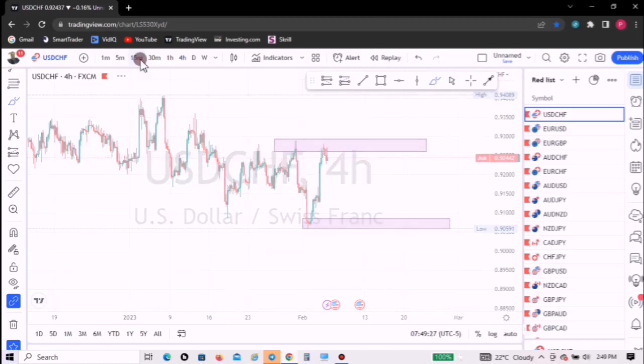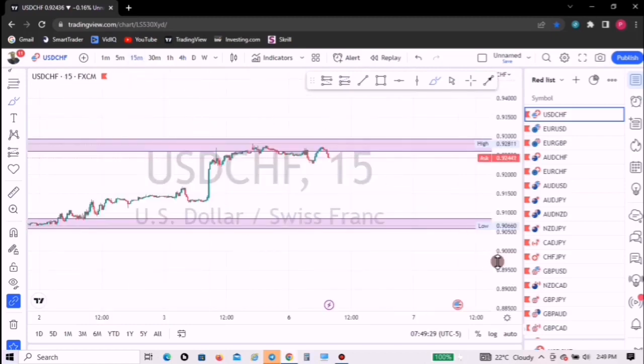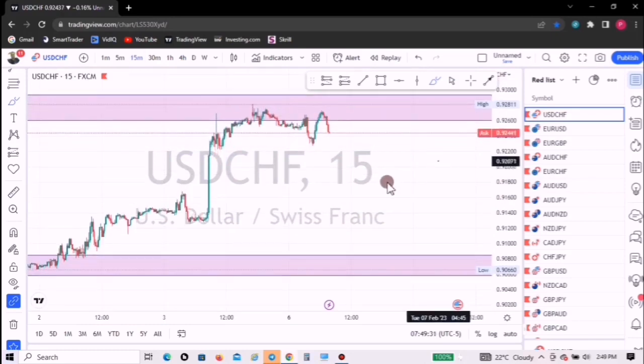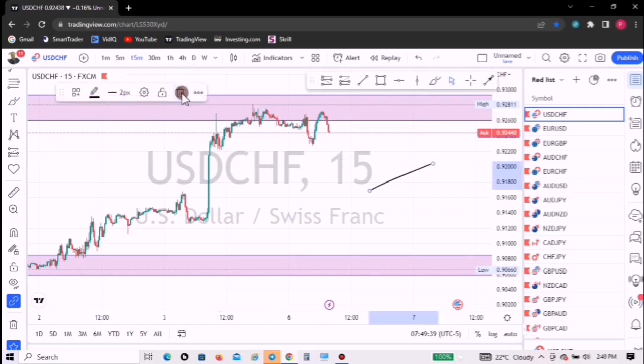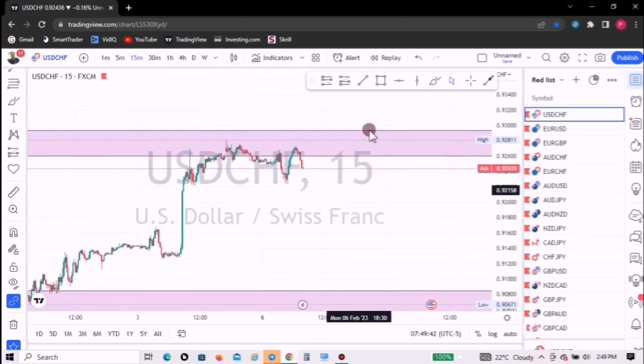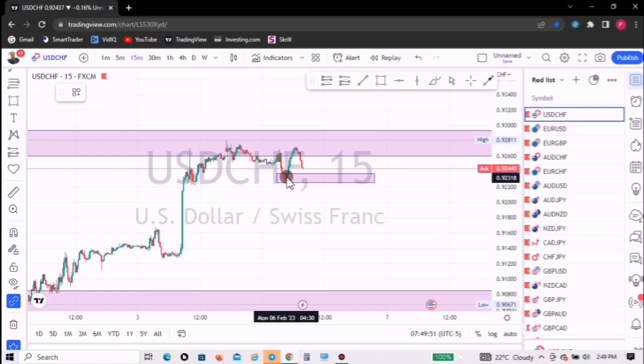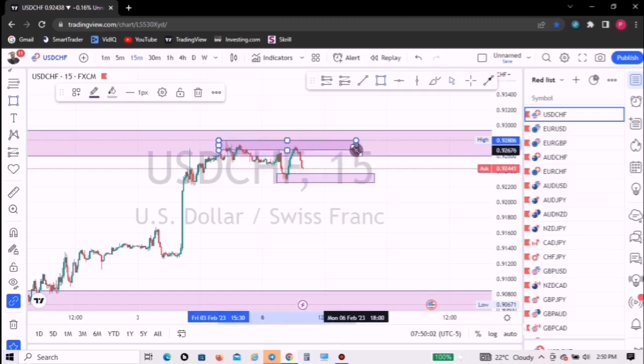So I'm just going to move to the 15 minutes time frame. When you get to the smaller time frame, which is the 15 minutes time frame, you do exactly the same thing that you did on the higher time frame. You mark the lowest point at that point in time, and then you mark the highest point at that point in time. It's not this one, it's this one. So you mark that region together with the wicks.